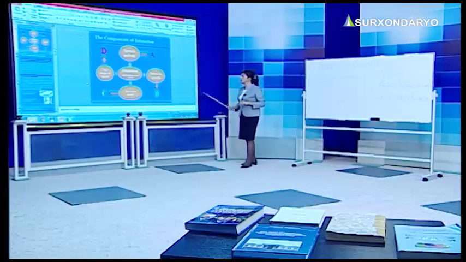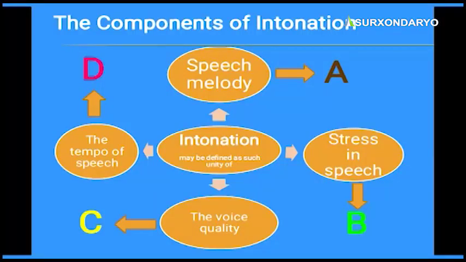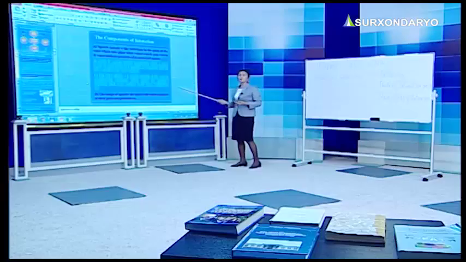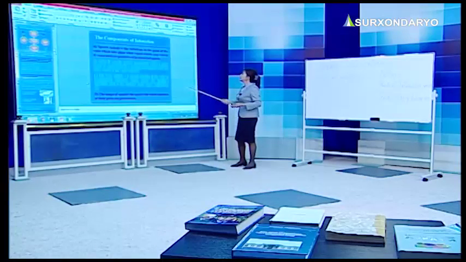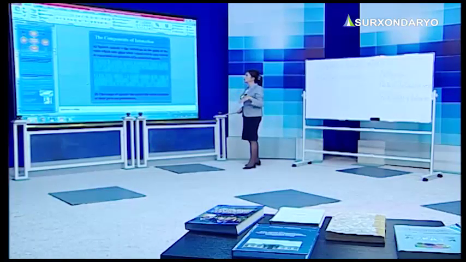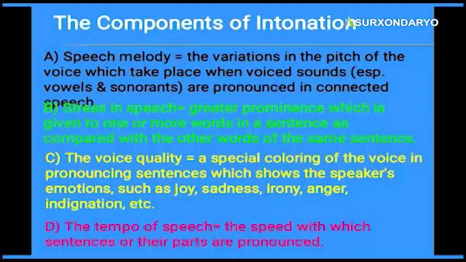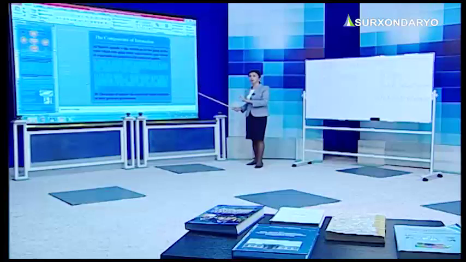The components of intonation. They are the units of intonation components. The first one is speech melody, the second one stress in speech, then the voice quality, and the tempo of speech. So, what is speech melody? Speech melody is a variation in the pitch of the voice which takes place when voiced sounds are pronounced in connected speech. And what is stress in speech? Greater prominence which is given to one or more words in a sentence as compared to the others in the same sentence.